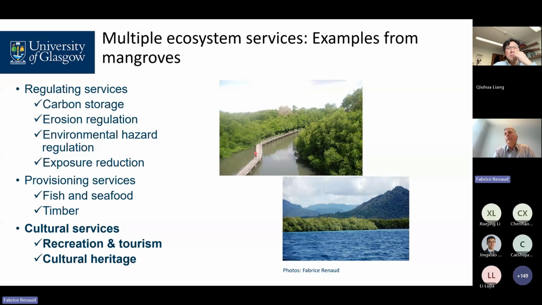Now, all these dimensions actually contribute to the different components of the risk assessment, whether it's in terms of the hazards when you're thinking about the regulating services, in terms of the exposure, but also in terms of the vulnerabilities, in terms of the provisioning and cultural services.